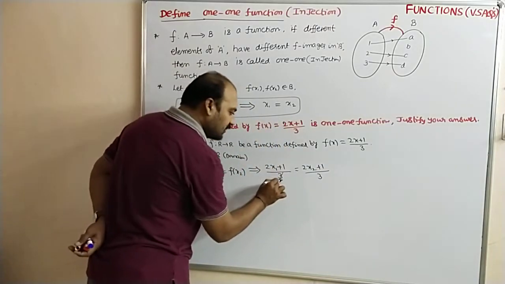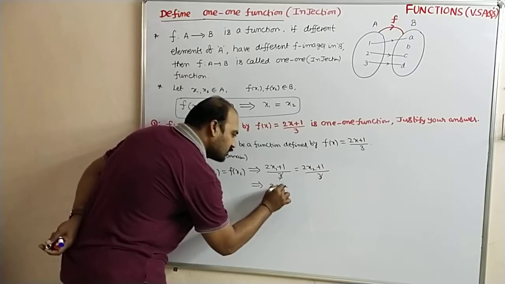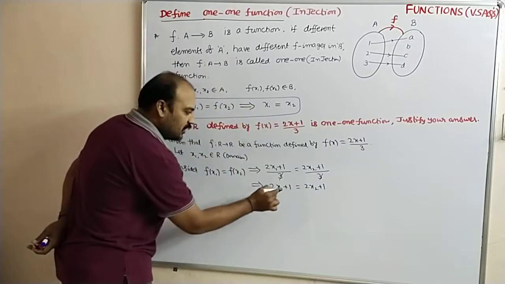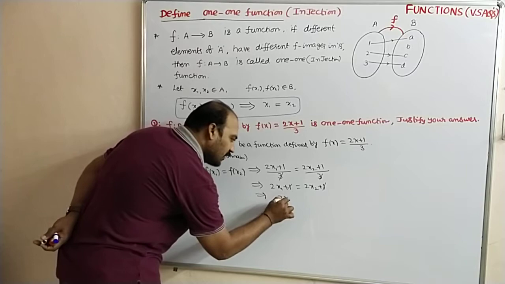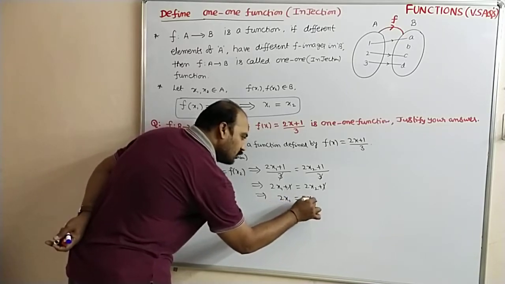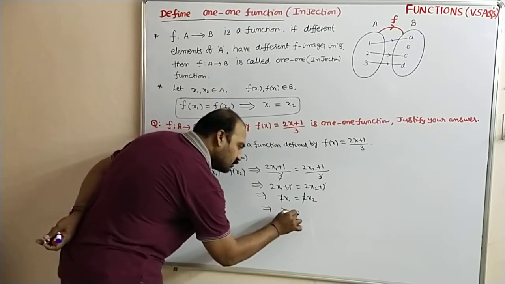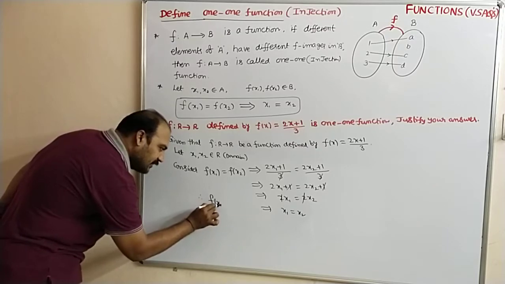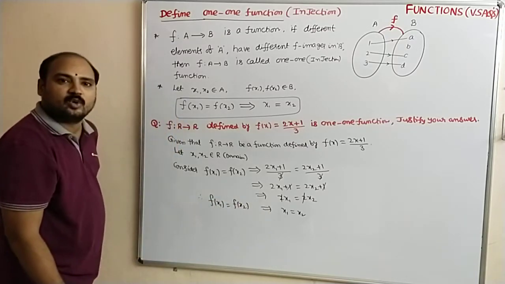So here 3 gets cancelled. That implies 2x1 + 1 = 2x2 + 1. Here 1 gets cancelled. That implies 2x1 = 2x2. 2 gets cancelled. That implies x1 = x2. Therefore, if f(x1) = f(x2), that implies x1 = x2.